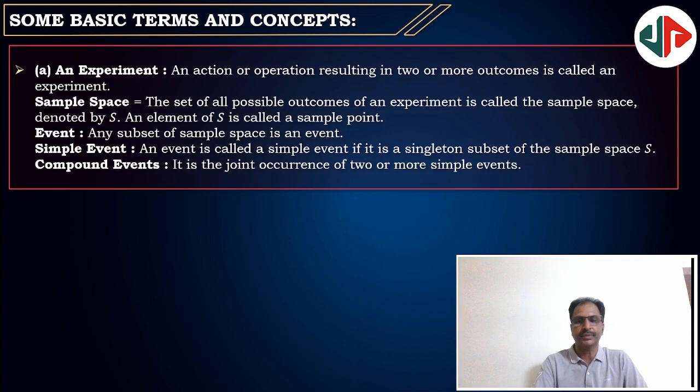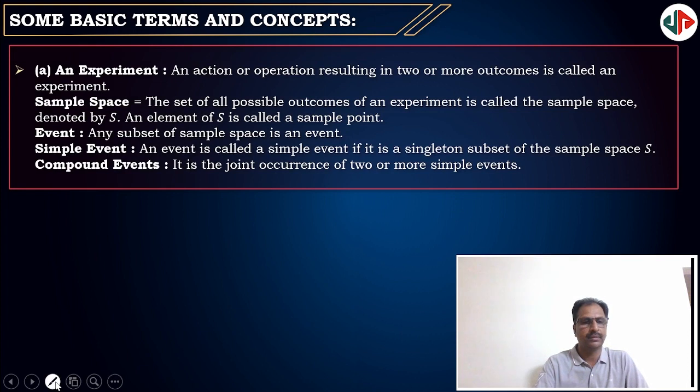Let us discuss concept session on probability. So what is the definition of an experiment? It is an action or operation resulting in two or more outcomes. Outcome means result. So any operation resulting in two or more results is called an experiment.